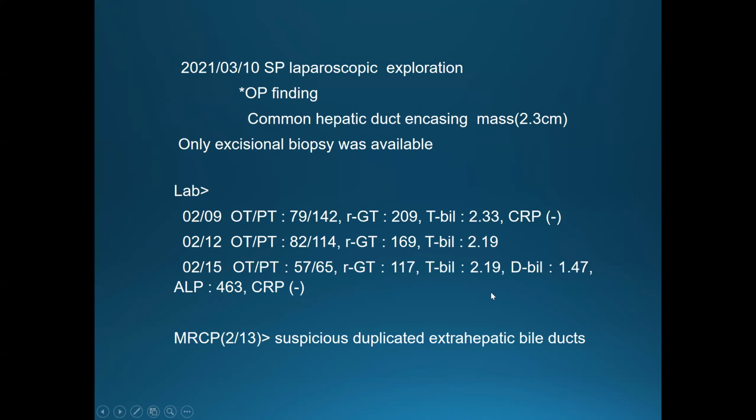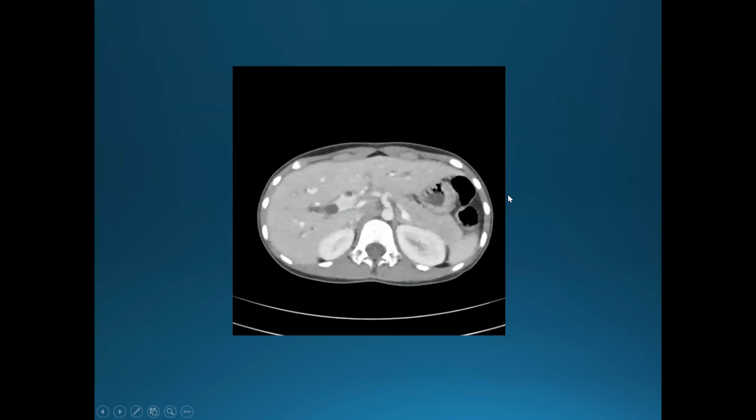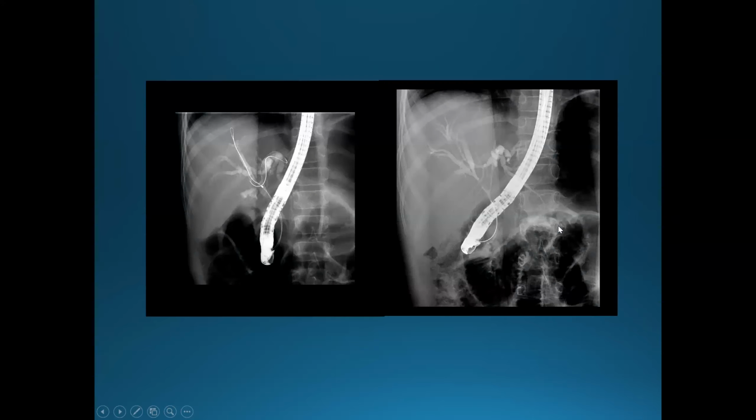Liver enzymes are high. As you can see, the mass separates the left and right posterior ducts here. And as you can see, the previous ERCP failed to cannulate the left and right anterior and posterior ducts, and the patient still has cholangitis. What's your opinion for this patient?